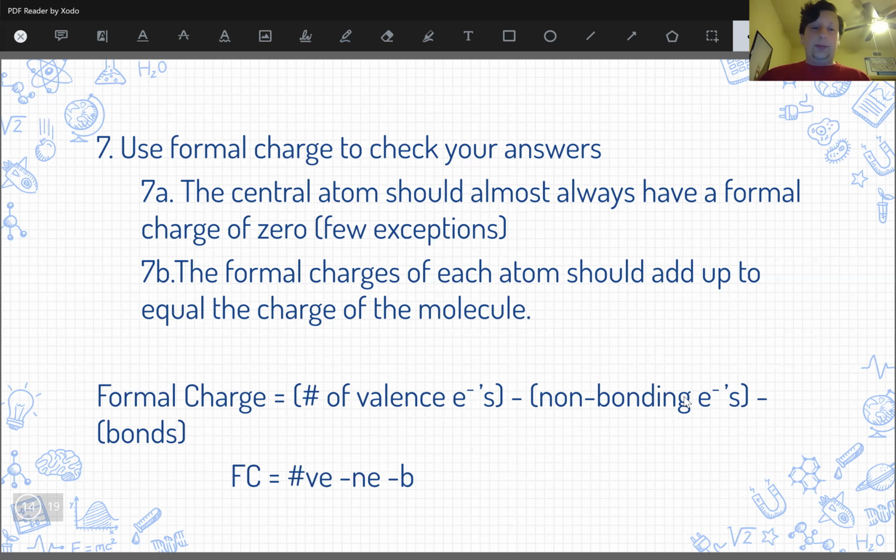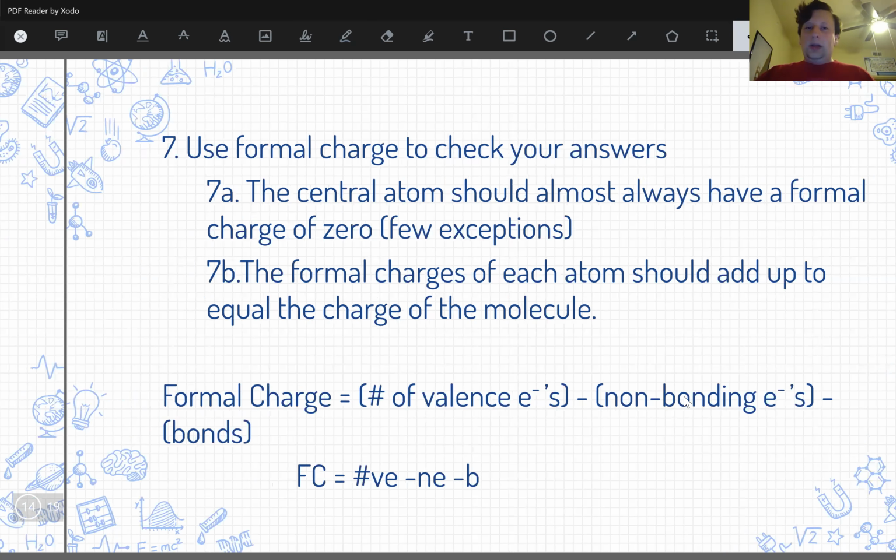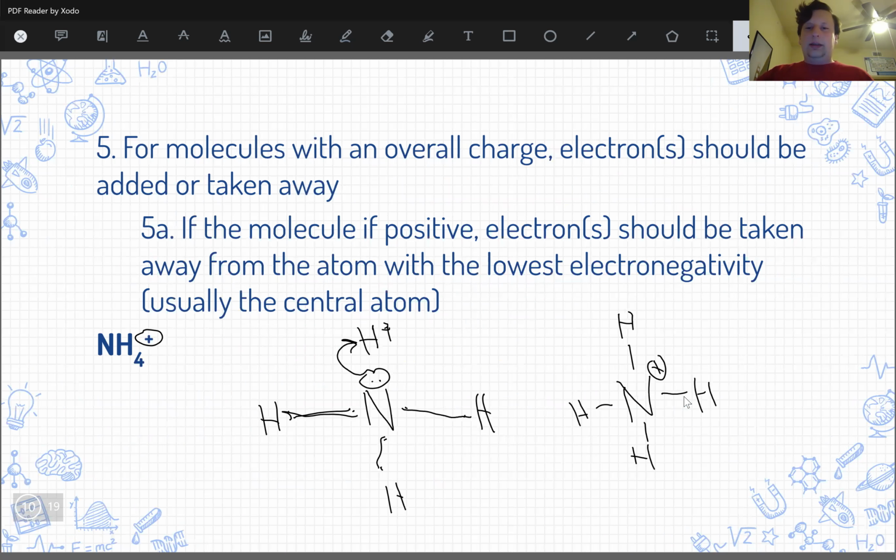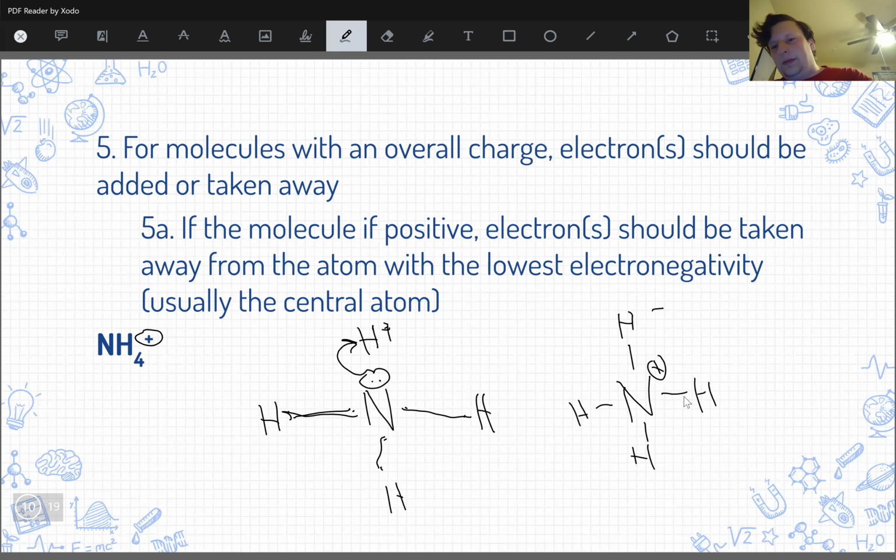In order to calculate formal charge, it's the number of valence electrons of the atom in its elemental form, minus the number of non-bonding electrons on the atom in the molecule, the way that you've drawn the molecule, minus the number of bonds. So let's go back and actually calculate this for each of our atoms in the molecule. So let's start with hydrogen. So we're talking formal charge here, so FC.